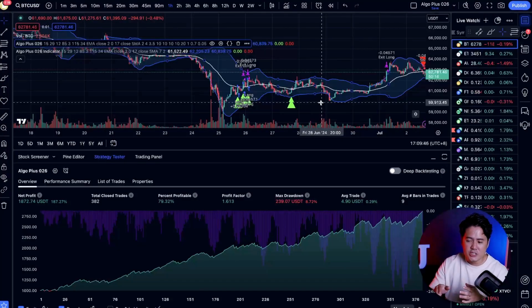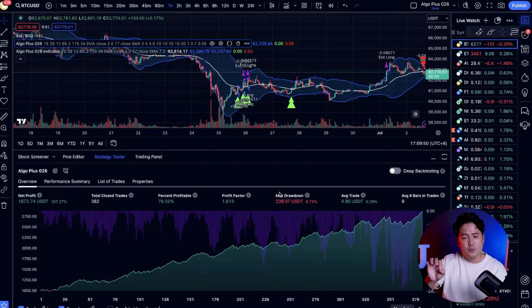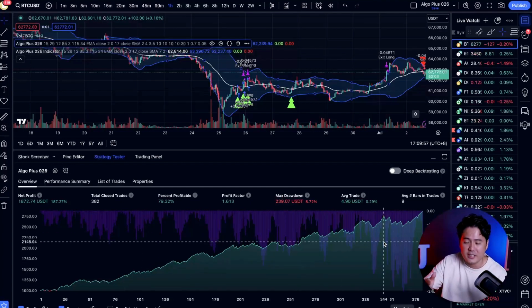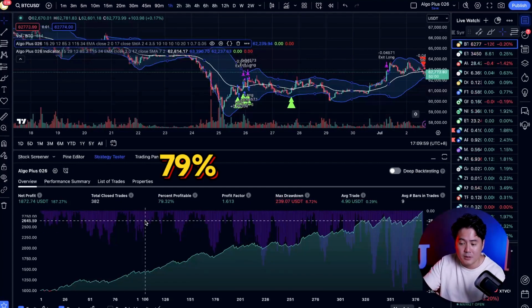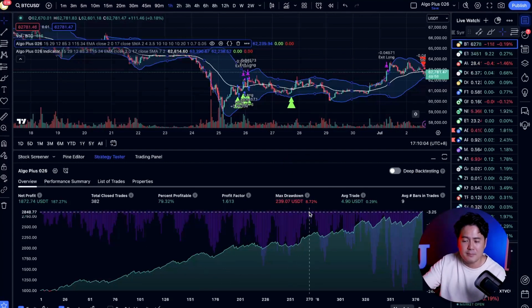This is the strategy already listed here, Algo Plus 026, and if you want to use it, you just go to the descriptions and click the strategy, and add this into your TradingView. This is the graph that you can see, with a 79% probability of winning, and most important, drawdown is only 8%. And how can you get started by making these trades?